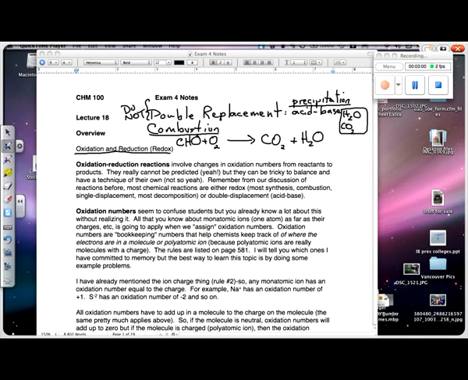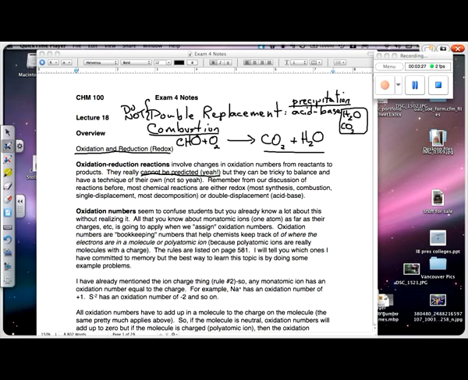Oxidation-reduction reactions involve changes in oxidation numbers. They really cannot be predicted, but they can be tricky to balance. So what I mean here is you don't have to be able to write the products like we did in the last exam. And they have a technique all their own because they can be tricky to balance. The technique is a step-by-step procedure. We're going to learn how to do that today.